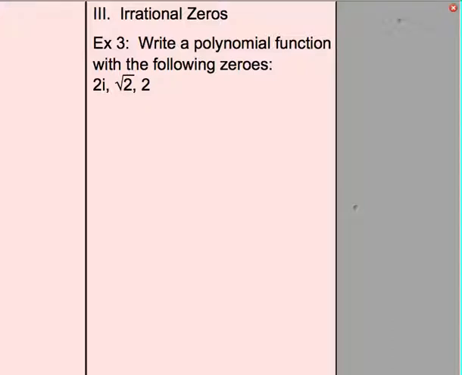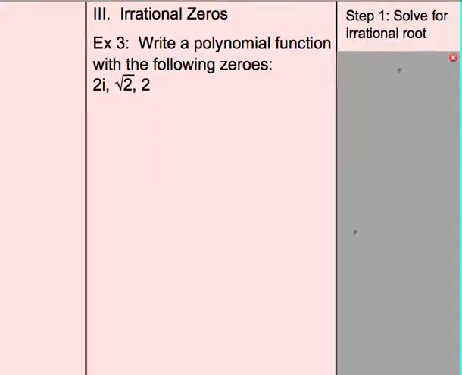Last example, we're looking at irrational zeros. So we're going to treat that radical similarly to the way we treated that fraction. We're going to figure out where it came from. So we are starting with x equals the square root of 2.